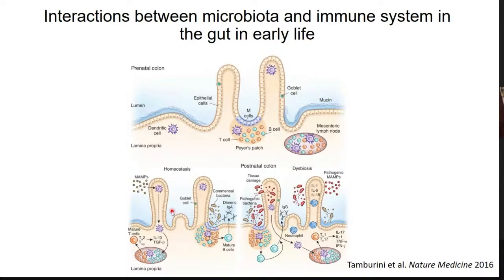Let's see. So first, if we check this left figure, this is the homeostasis status. The bacteria are mostly commensal bacteria. They are beneficial. So they maintain a structure here which will prevent the pathogenic bacteria from coming in and colonizing the colon. And they can also train the immune system to produce mature B cells and also produce cytokines to prevent the pro-inflammatory cytokines later in life.